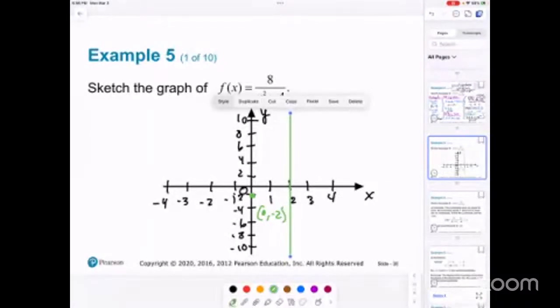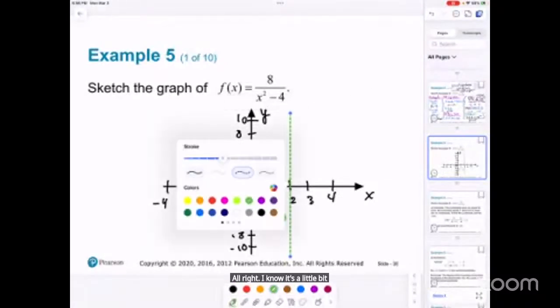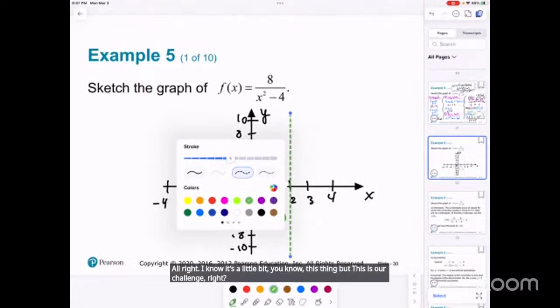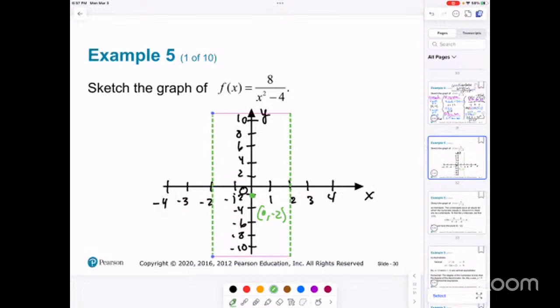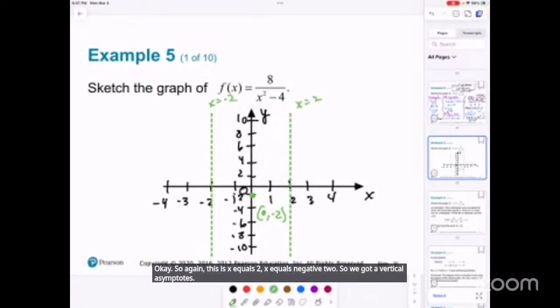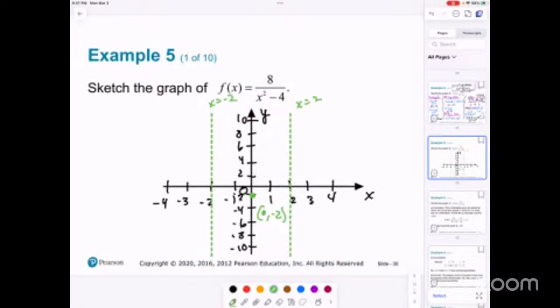All right. I know it's a little bit, this thing, but this is our challenge, right? That's decent. And then let me duplicate this. Okay. So again, this is x equals 2, x equals -2. So we got our vertical asymptotes. Let's see. Horizontal, we had the x-axis. So we had that this was a horizontal asymptote.